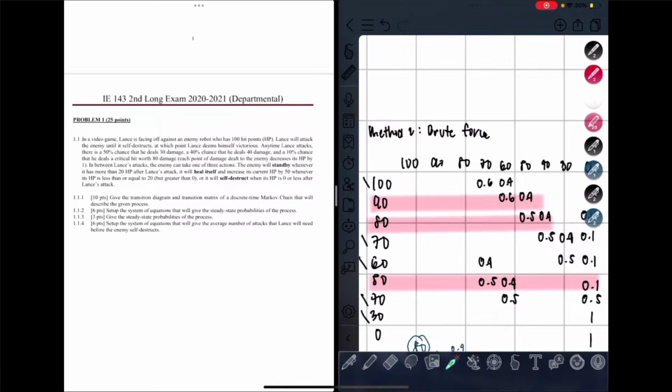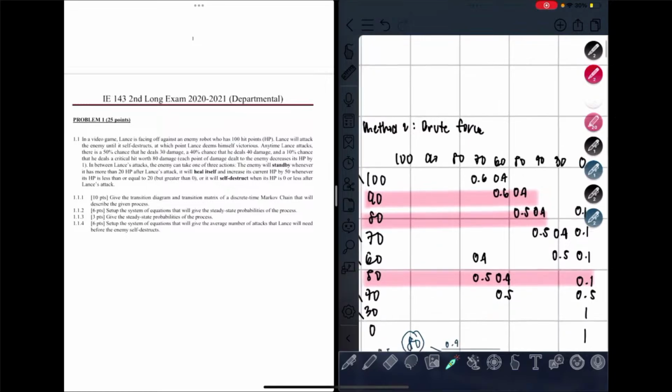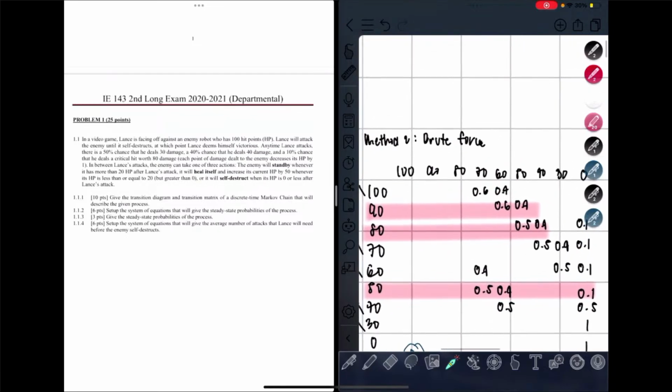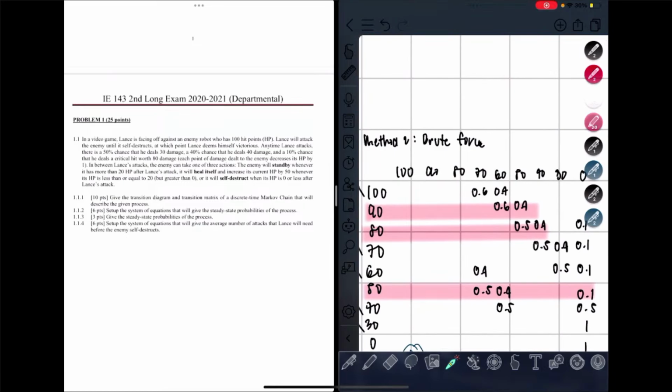So from 100, you can either deal 30 damage, 40 damage, 80 damage, right? So it's either magiging 30 siya, so that's 70, or magiging 40 yung damage, so magiging 60, or magiging 20. But if you notice, walang 20 or 10 dito, because as per the problem, if the robot's health is 20 or 10, so less than 20 but greater than 0, it will regenerate.